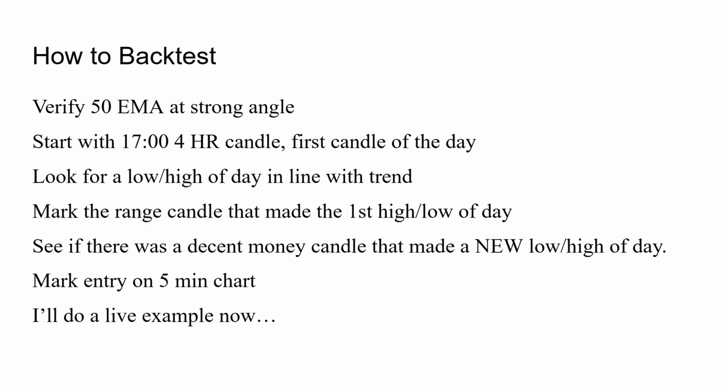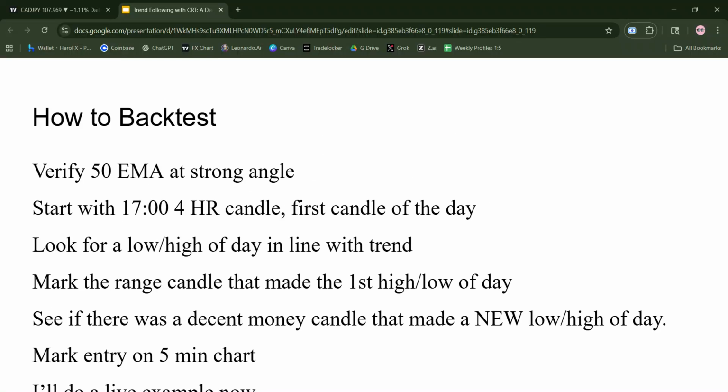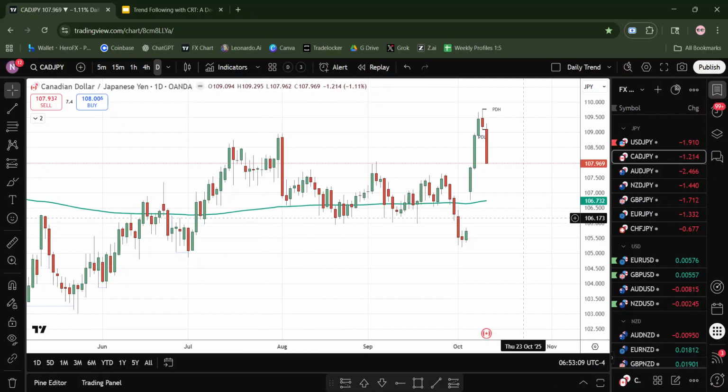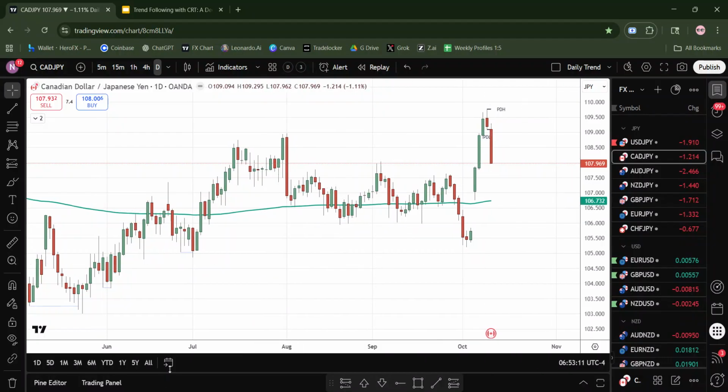You want to mark the range candle, the top and the bottom of it. Then you want to see if there was a decent money candle that made a new low of the day, and you just mark the entry on the 5-minute chart. So I'll do a live example now. I have not. I'm going to do one at random. So let's go. You know what I'll do? I'll pick a random day.